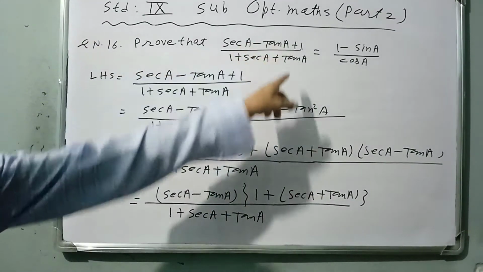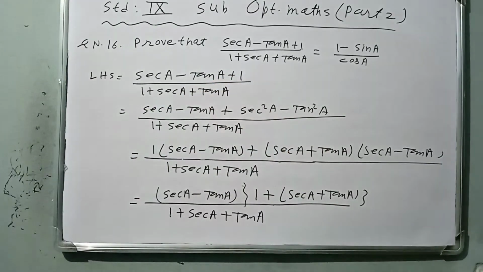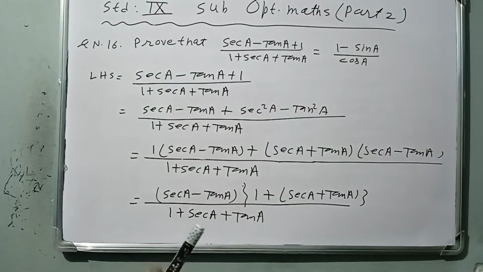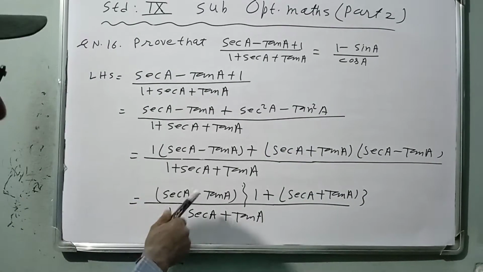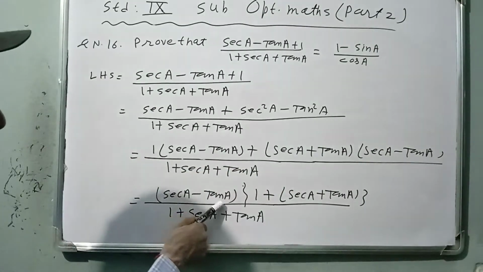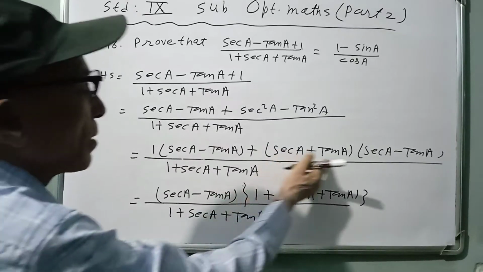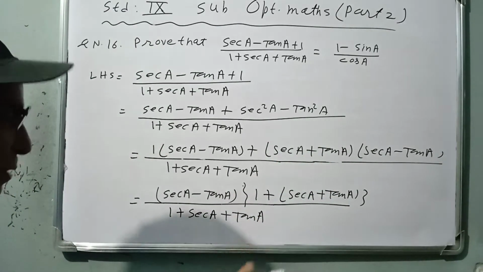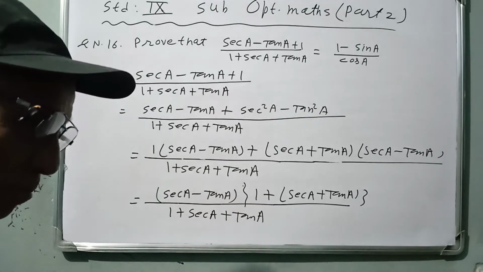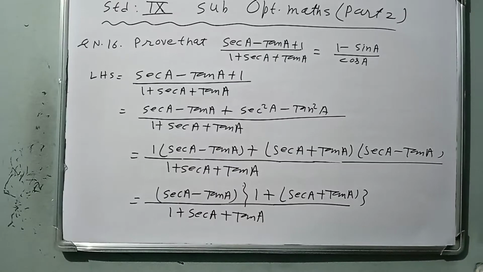Prove that left side: 1 changes to sec square a minus tan square a. This is a plus b into a minus b. Denominator: sec a minus tan a common. Take sec a minus tan a common. Here 1 is left, write 1 plus sec a plus tan a. Denominator same. You write down the denominator same.